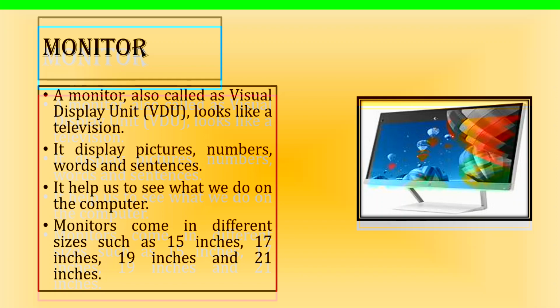You can see numbers here. Words like birds, display, animals and sentences. You can see here a visual display unit or monitor.